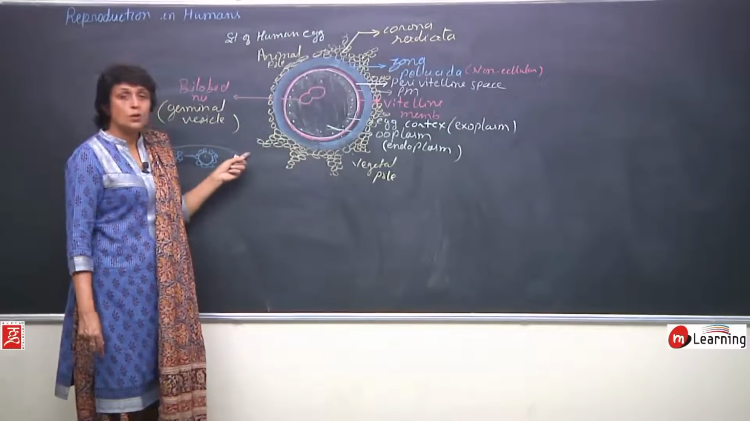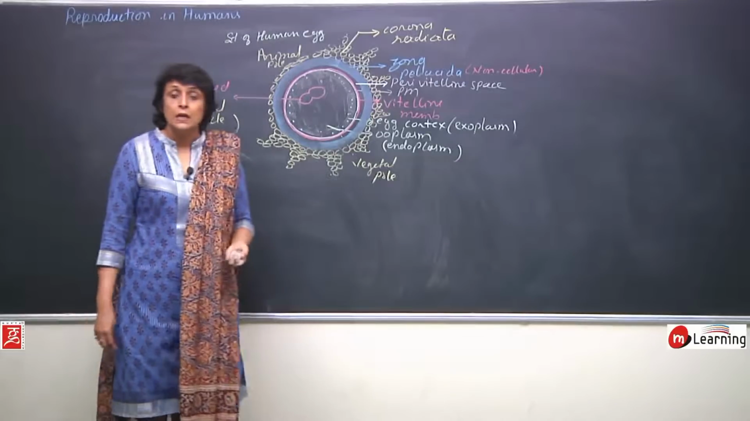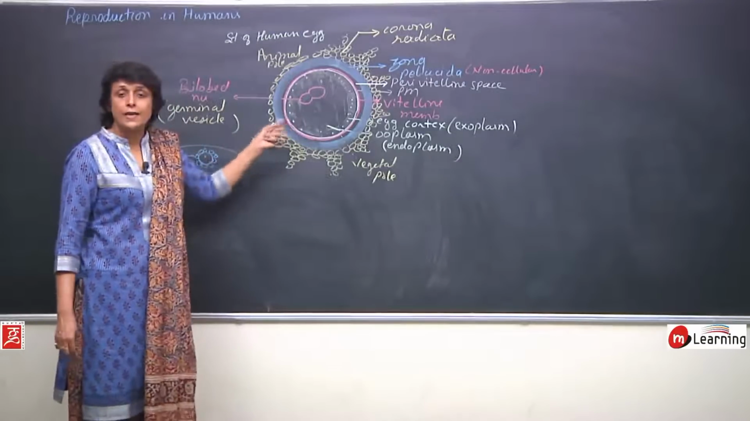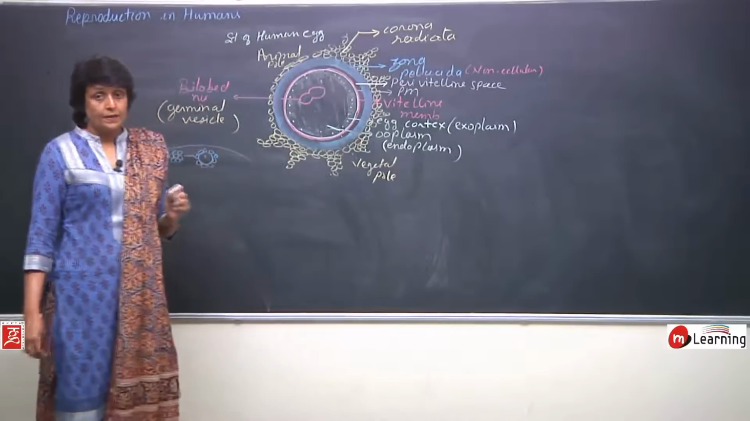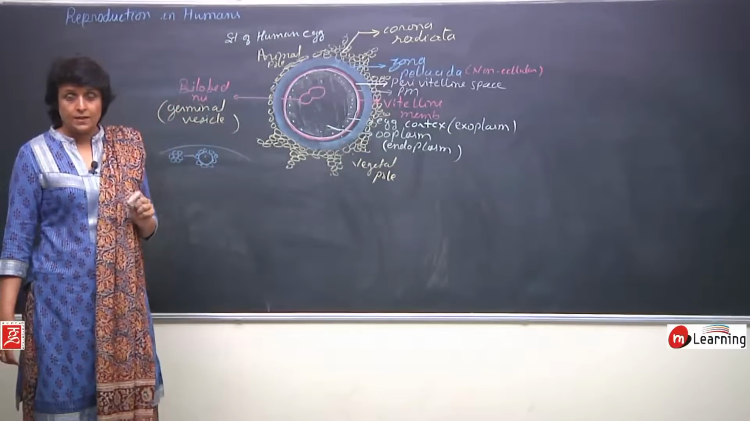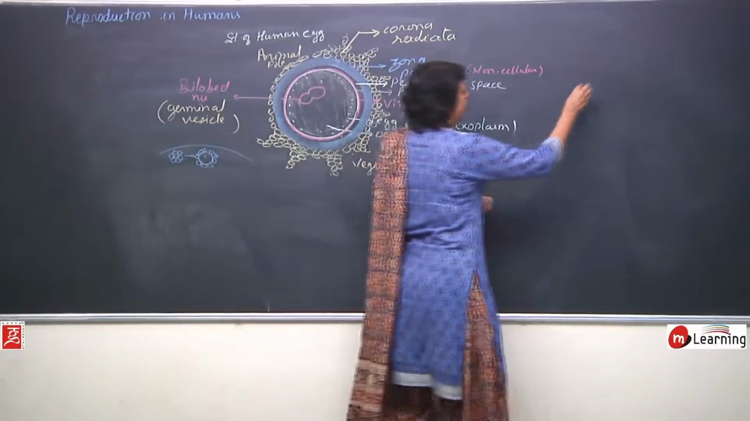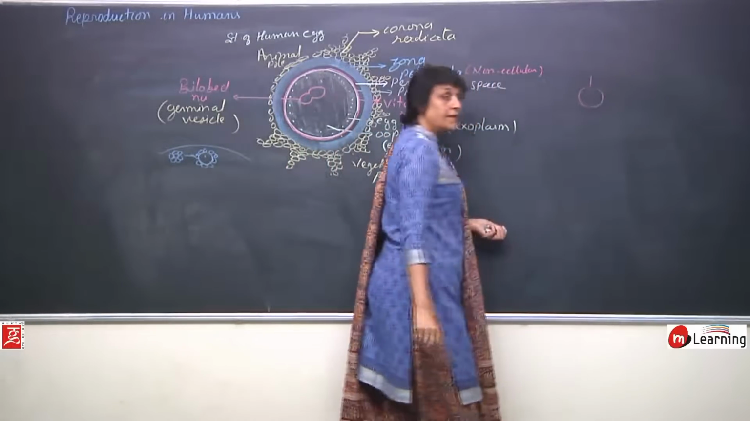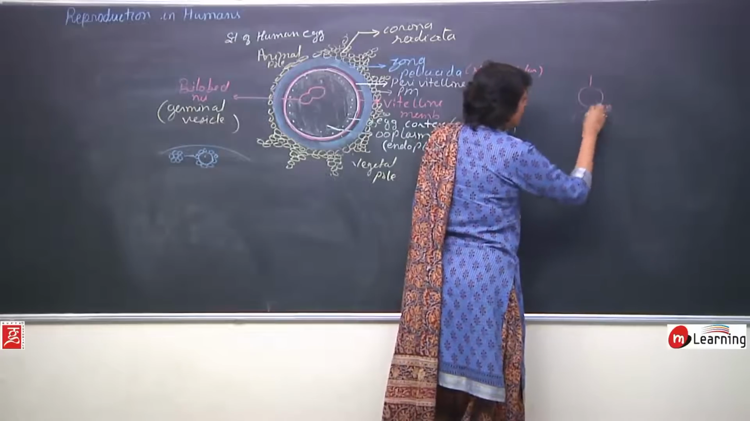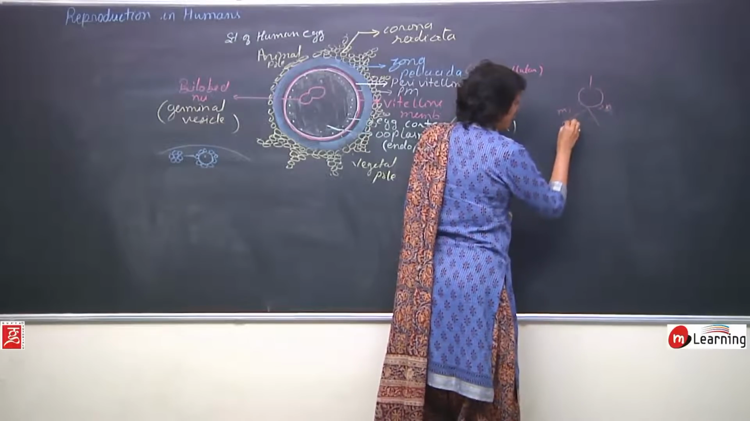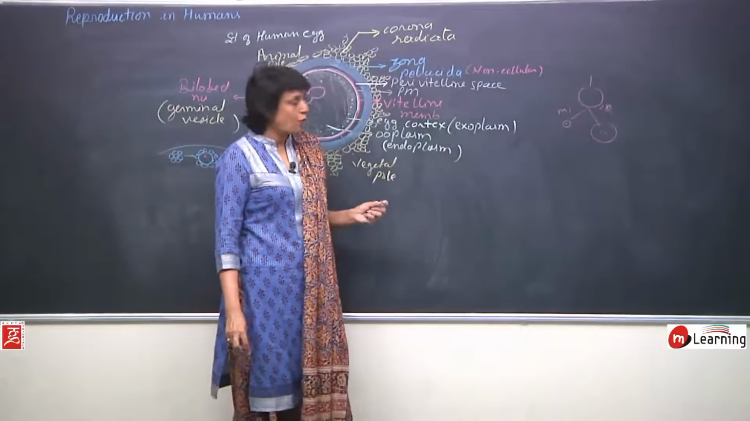So, this is the structure of the egg, or we can say the secondary oocyte. When we draw a secondary oocyte, that means what has happened? Meiosis 1 has taken place. If you recall oogenesis, after growth it was primary oocyte which is diploid. Then when it undergoes meiosis 1, first polar body and the secondary oocyte is formed.